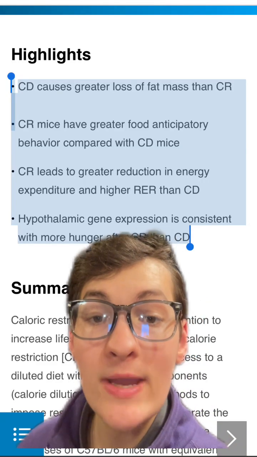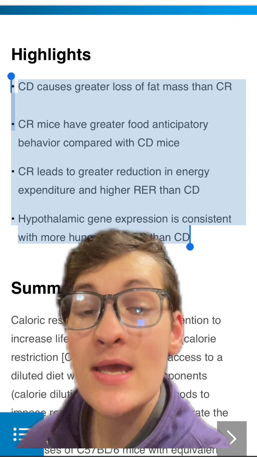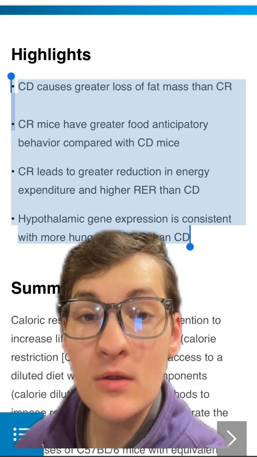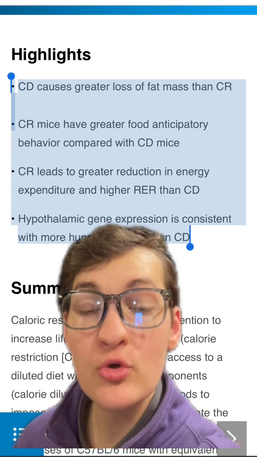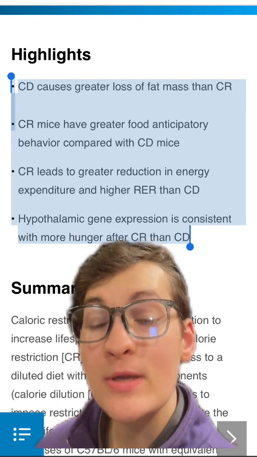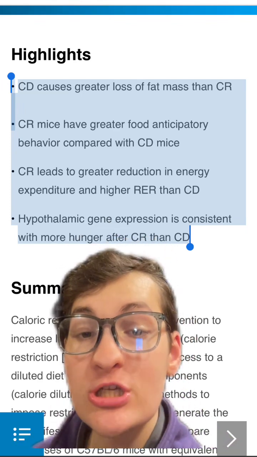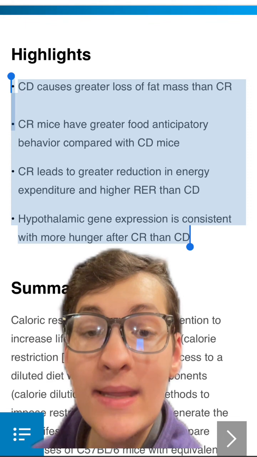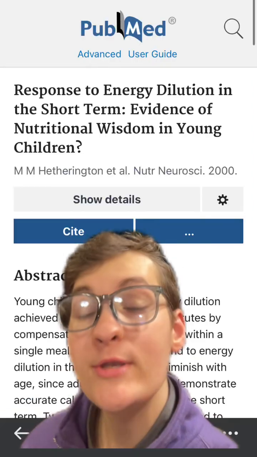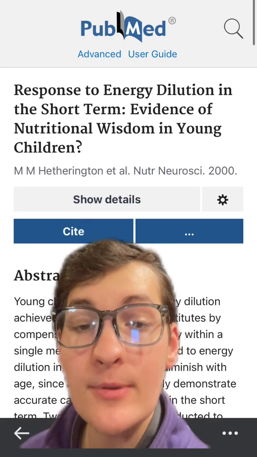Obviously, these mice lost weight because they did see a reduction in fat mass, therefore they were in a caloric deficit. But they achieved this deficit through calorie dilution, which appeared to favor their body composition, energy expenditure, and their ability to regulate their appetite and food intake. We don't have substantial studies on this exact topic in humans.